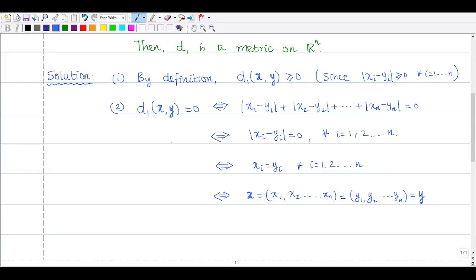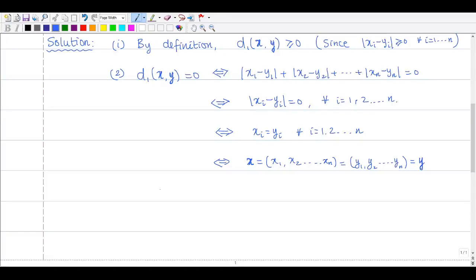So hence we have shown that distance d1 of (x, y) is equal to 0 if and only if x equal to y. This is proof. Okay, so let us go to the number 3.